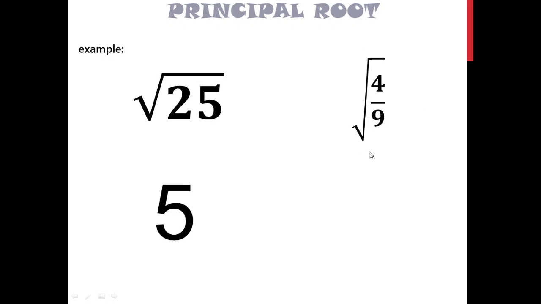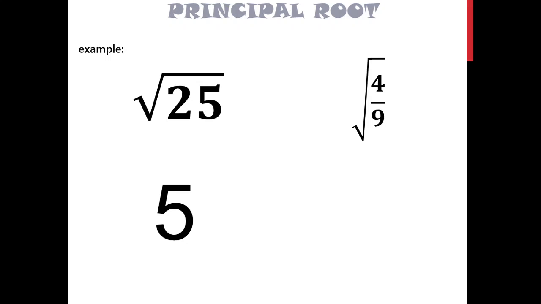Now how about if the number under the radical sign is a fraction? We can still get the principal root of this one. First, ask yourself, is 4 a perfect square? Is 9 a perfect square?